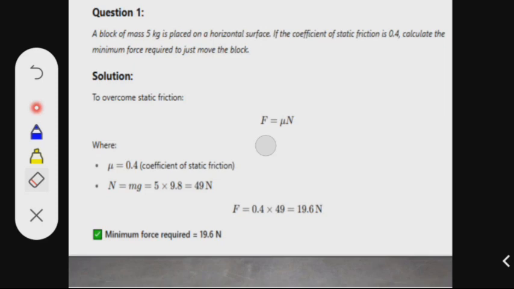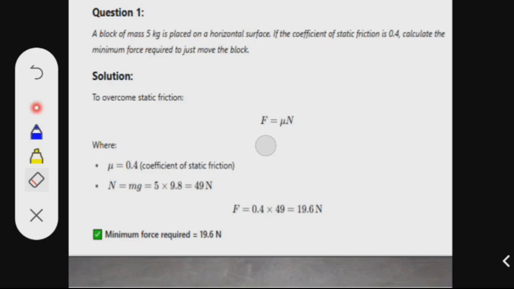Once you've heard that it's a horizontal surface, the next thing you would know is the normal is equal to the weight and is equal to mass times acceleration due to gravity. That is m times g, where m is the mass and g is acceleration due to gravity, which can be 10 or 9.8. Once you are able to decipher all these parameters, you should be able to get your final answer.